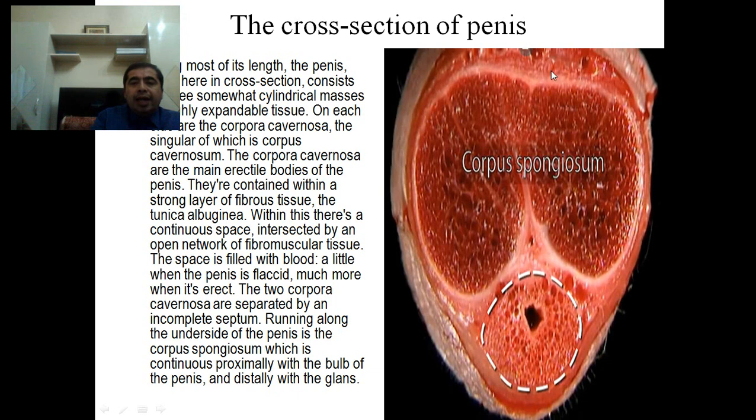And you are looking at the cross section of the penis. The corpus spongiosum is here, and the cavernous bodies are here. Along most of its length, the penis, seen here in cross section, consists of three somewhat cylindrical masses of highly expandable tissue. On each side are the corpora cavernosa, these two ones, the singular of which is the corpus cavernosum.